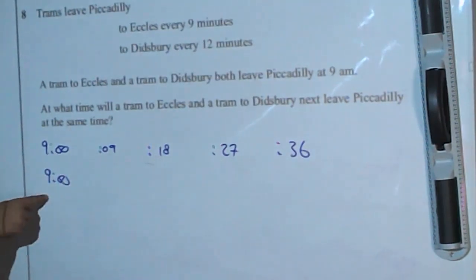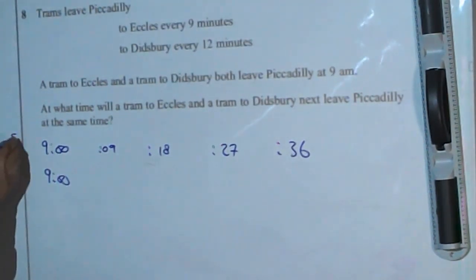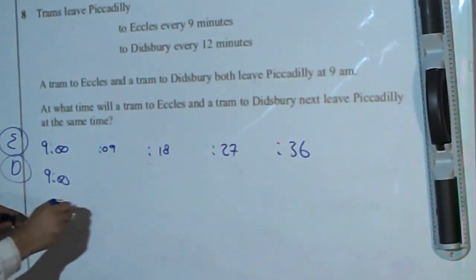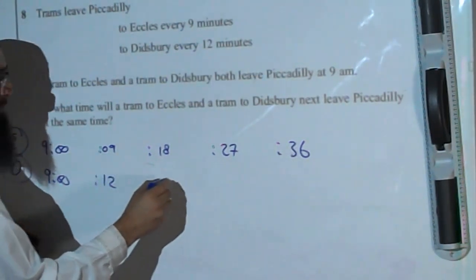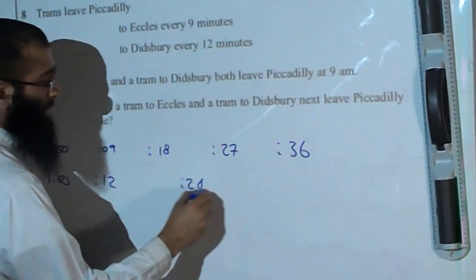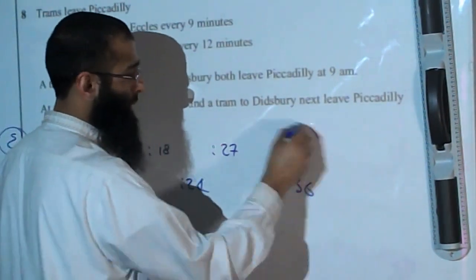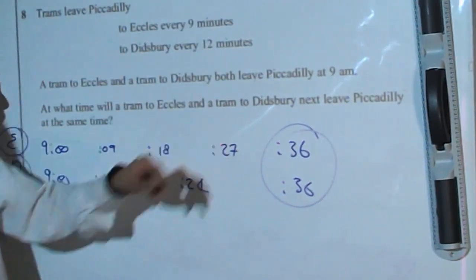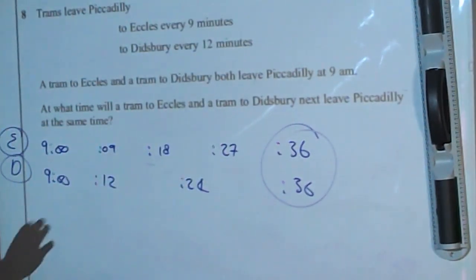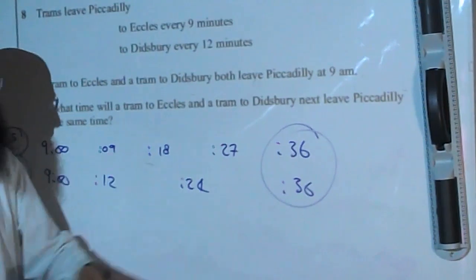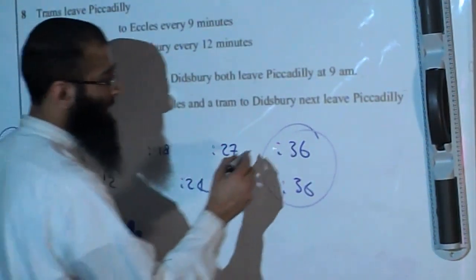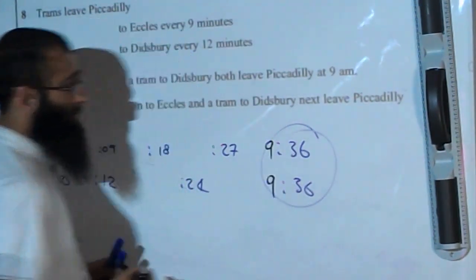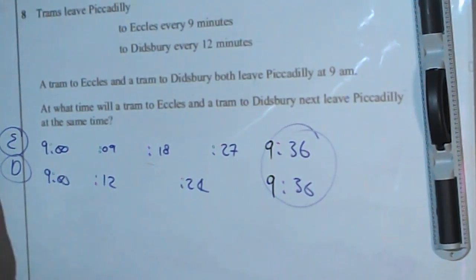Okay, and then let's do the bottom one. Now that was for Eccles. This one is for Didsbury. So it goes every 12 minutes. It's 12, 24. At what time will a tram to Eccles and a tram to Didsbury next leave at the same time? So they're going at different times, but then the time matches at 9:36. So that's the answer to that question, and that question is worth 3 marks.